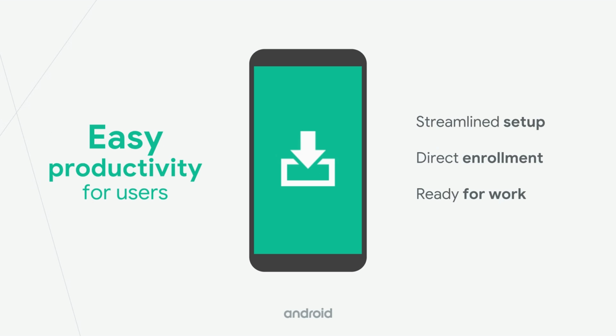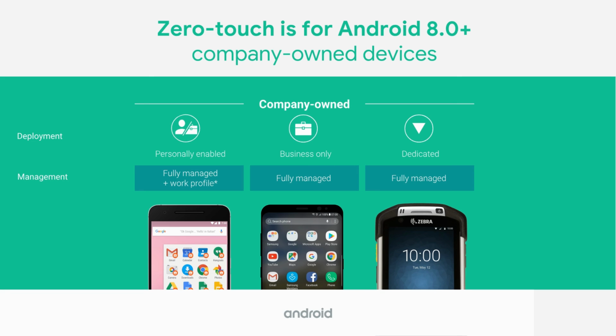So for IT, we've seen some of the benefits, but for the users it's also much better because it's a streamlined setup. As soon as you boot up the device and you get connectivity, the device will go into this automatic setup, into this wizard. So the user only has to click next a couple of times. It's a direct enrollment, and it really makes the device ready for work. Now I'll pass it over to Paul to see how this works.